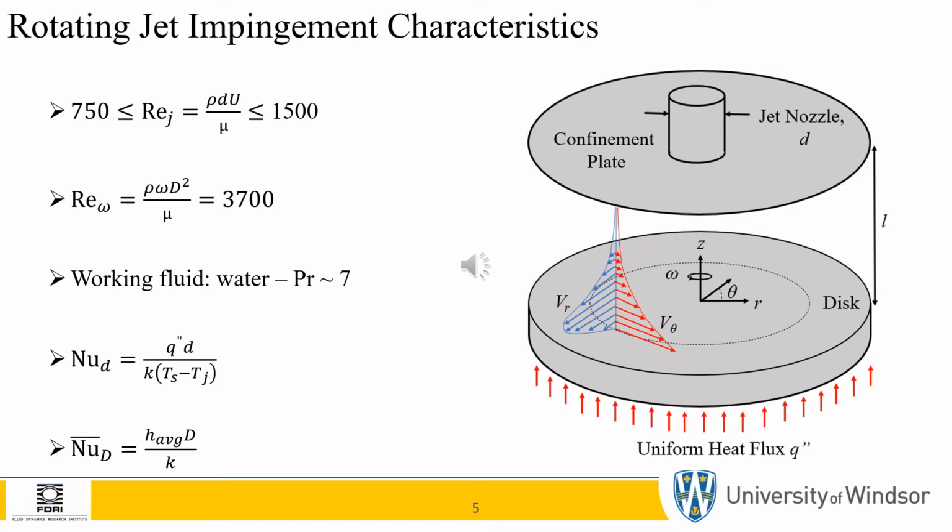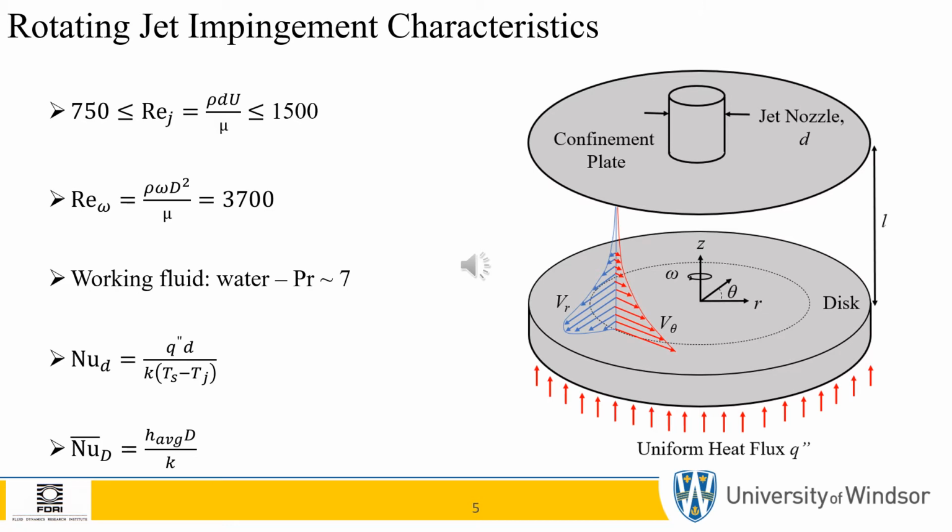Next, there is the rotational Reynolds number, which is based on the disk diameter D and the disk angular velocity omega. The Prandtl number is another important parameter, which is around 7 for water here in this study. I want to make a note here that the rotational Reynolds number is kept constant throughout the study and is constant at 3700. To determine the heat transfer performance, we are interested in the Nusselt number shown here, which is Nu_D. And this is based on the nozzle diameter D.